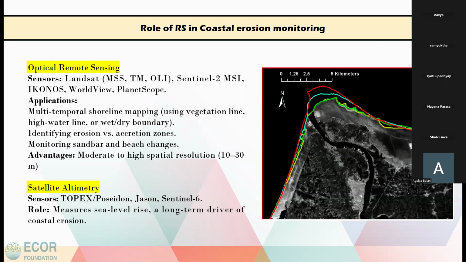For optical remote sensing, Landsat like MSS multispectral sensors, TM thematic mapper, OLI operational land imager, and Sentinel 2 multispectral imagery, and IKONOS, it is a very important parameter for coral reef bleaching as well. The sensors capture high precision data, and it can be useful for coastal erosion monitoring as well. So WorldView, PlanetScope. These are all optical sensors, like visible to near infrared. And for altimetry, TOPEX and Jason, Sentinel 6.